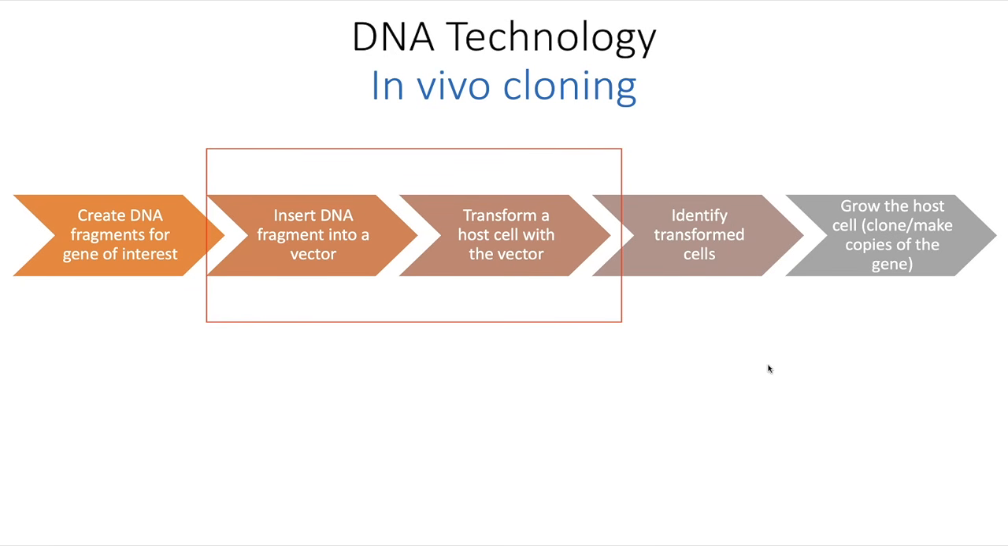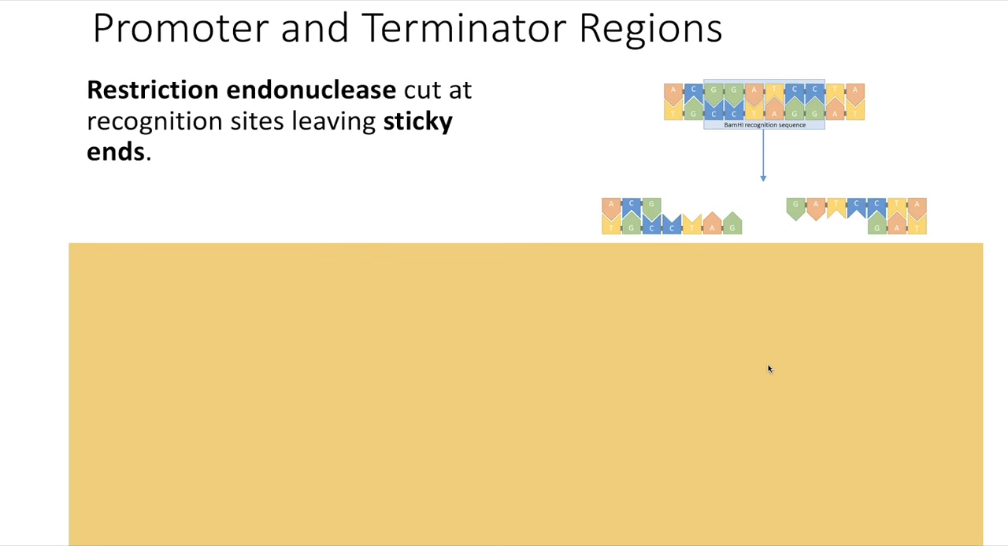So we've talked about how you create your DNA fragment of interest. Now we can look at how you insert that DNA fragment into a vector, which is an organism that will carry the DNA into the host, and the host is the organism whose DNA you are modifying.